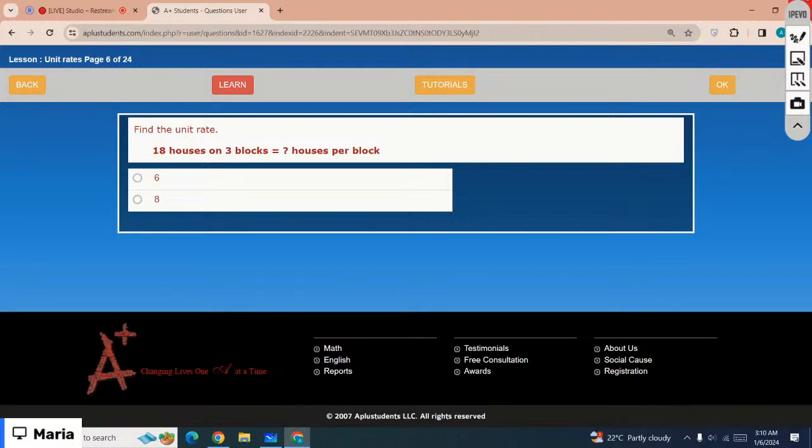Yes, 3 times 6 makes 18. That means you have 6 houses per block. The correct option is 6 houses per block. Got it? The correct option is 6.